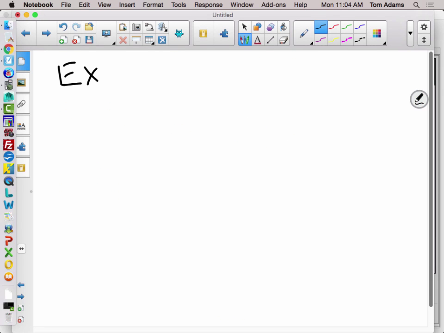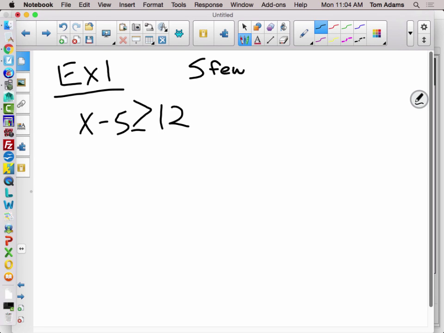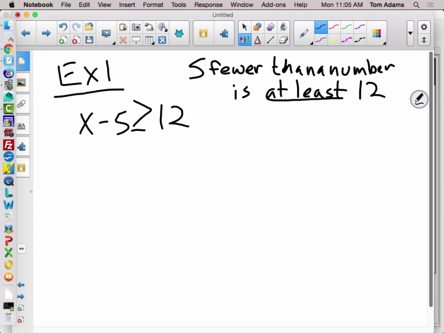So for problem number 1, example number 1, we're given the inequality x minus 5 is greater than or equal to 12. And where this comes from is somebody said, hey, we have 5 fewer than a number is at least 12. And you got to be careful.